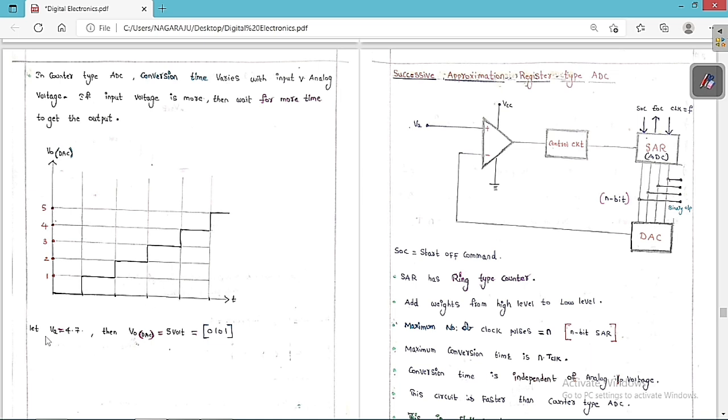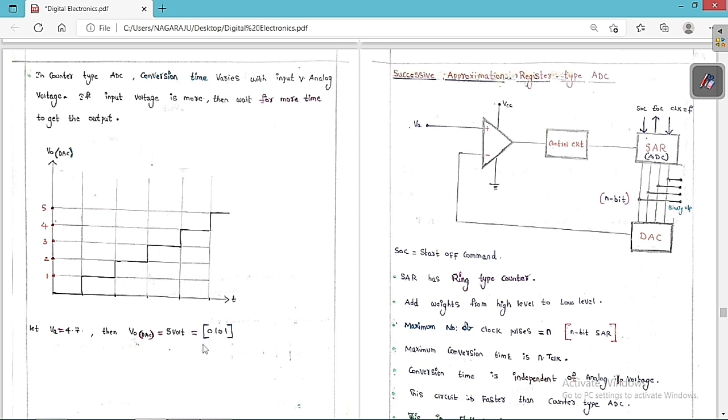So therefore, let VA is equal to 4.7. Suppose I am going to assume VA is equal to 4.7. Then you can see clearly VA 4.7 is here. So therefore, V0 DAC is going to get here 5 volt. Only if V0 DAC is equal to 5 volt, then we are going to get the op amp output equal to 0. So the counter is going to get stopped. So 5 volt is nothing but 0101 in the binary output that we are going to get.